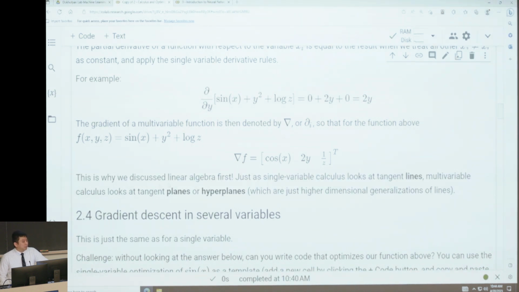So this is really why we discussed linear algebra first. Single variable calculus looks at equations of lines, right? Remember y equals mx plus b. And multivariable calculus looks at planes or hyperplanes, just higher dimensional analogs of lines.